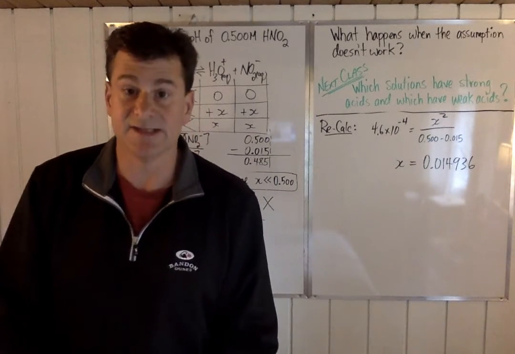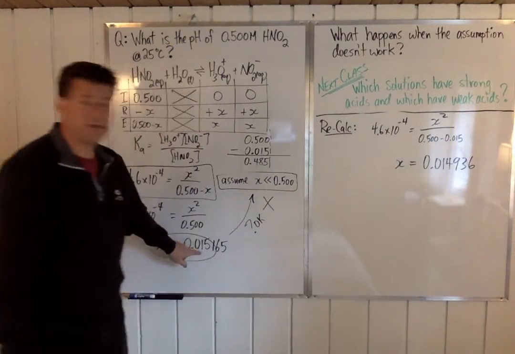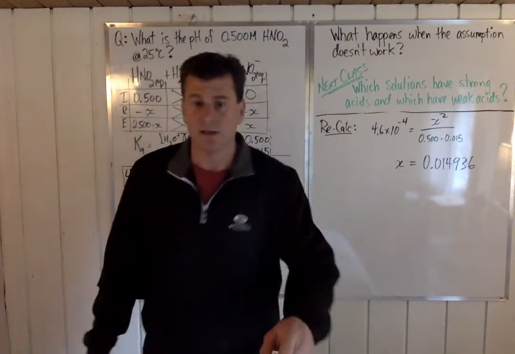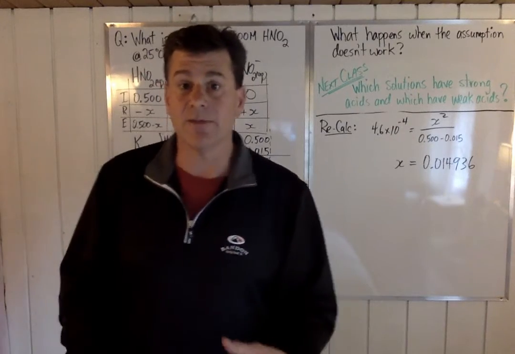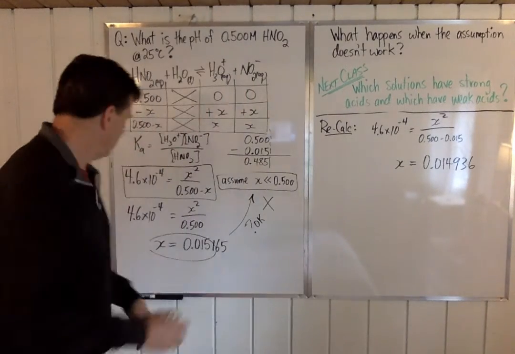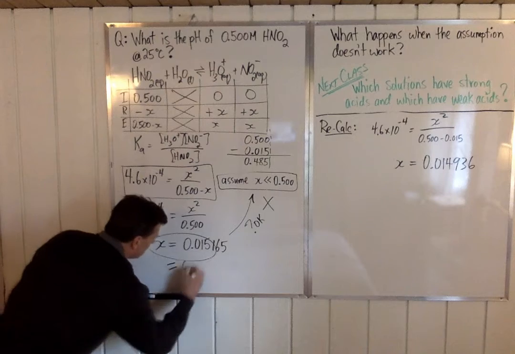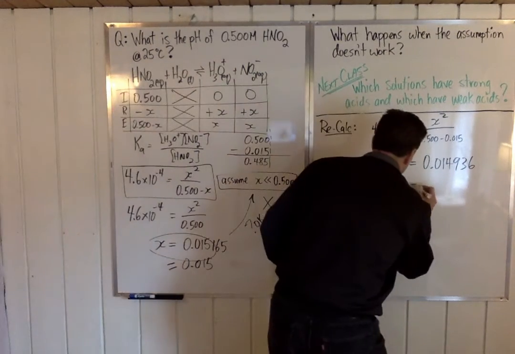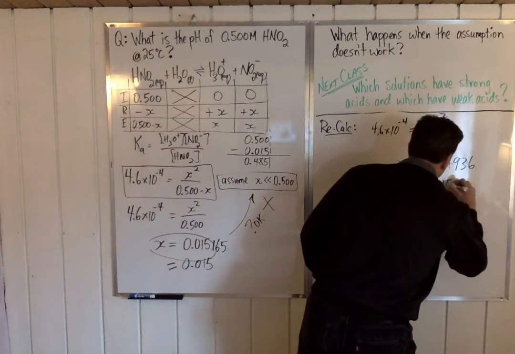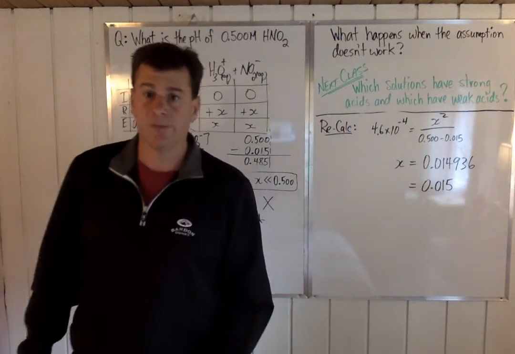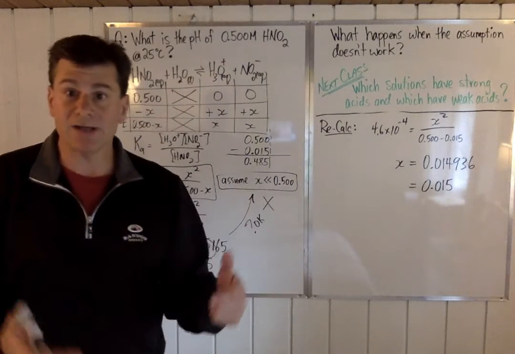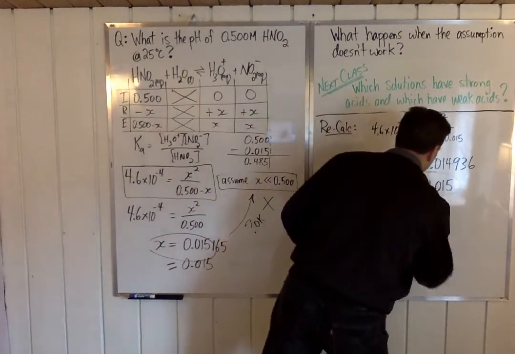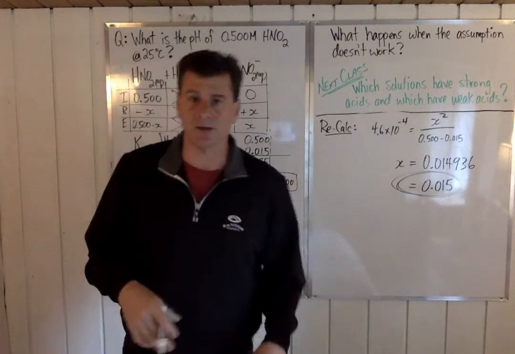Now, is it exactly what the previous one was? No, this one was 0.15165. This one is 0.14936. They're not exactly the same, but when we take sig figs into account, this one was 0.015. This one is 0.015. So no, they weren't the same, but when you round them, they essentially are. So this has to be your answer.